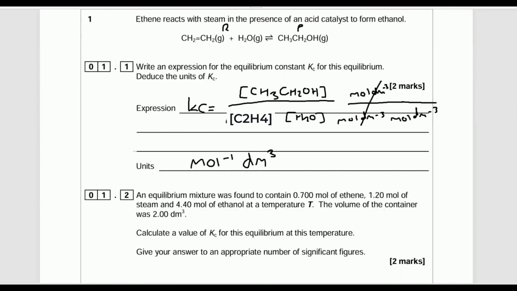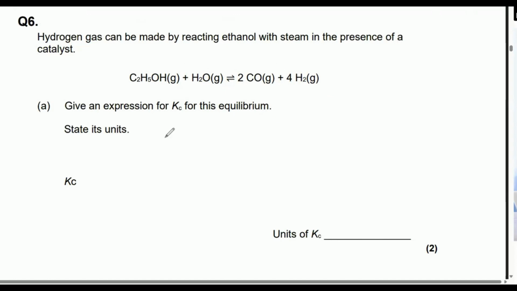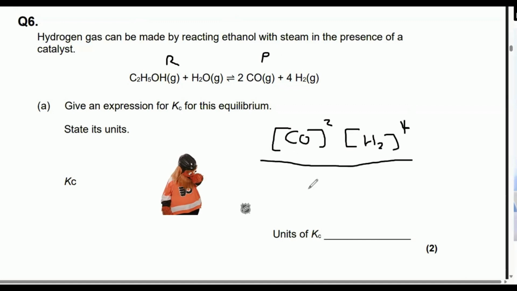Now, let me just give you another example. Give an expression for Kc for this equilibrium and state its units. So we've got another one like that. So what we're going to do here, again, it's products over reactants, but I want you to focus on the units. So we're just going to write out the products. This time there are coefficients. So we're going to do the products at the top. So we've got CO. What's the coefficient? It's 2. So you're going to put a 2 here. And then we've got hydrogen. What's the coefficient? It's 4. So we're going to put 4 there. Then we're going to put the line underneath. And then we're going to put ethanol. And we're going to put water.